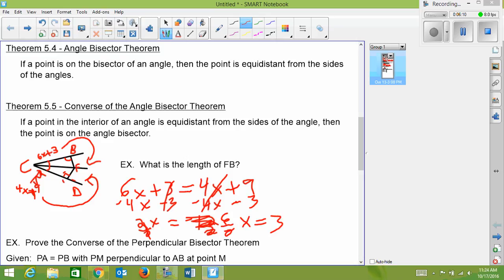Once I find that x is 3, I can plug it in. So 6 times 3 is 18. And then you still have the plus 3 here for the other part of it. So 21 equals B to F, or F to B, same thing.